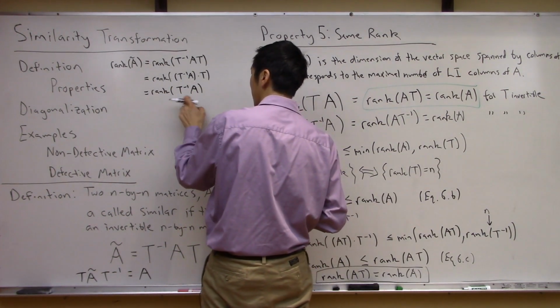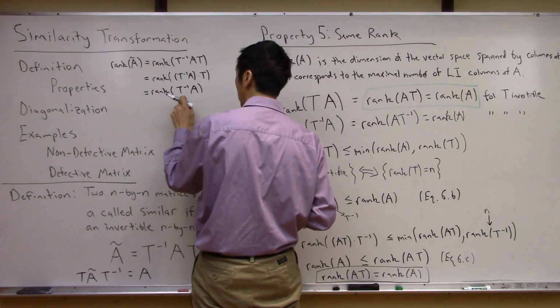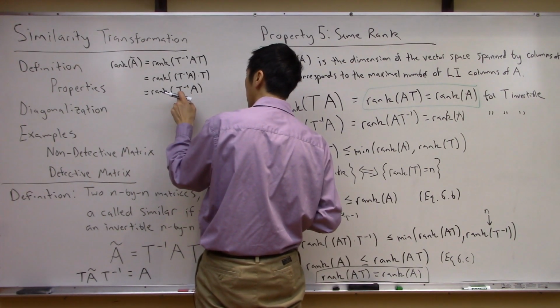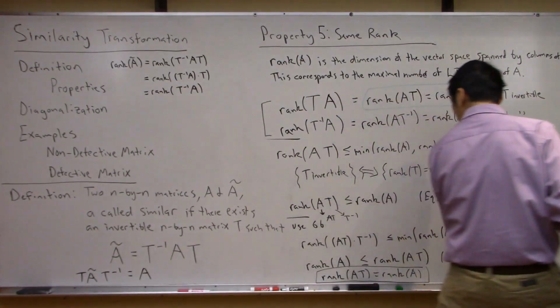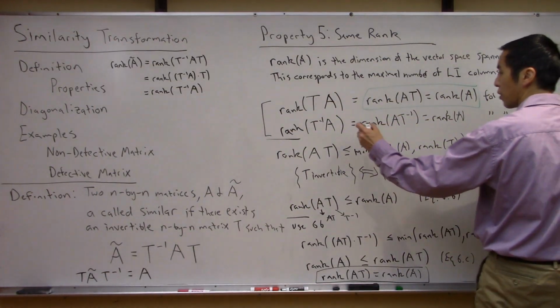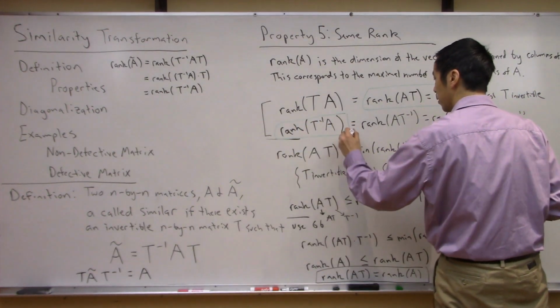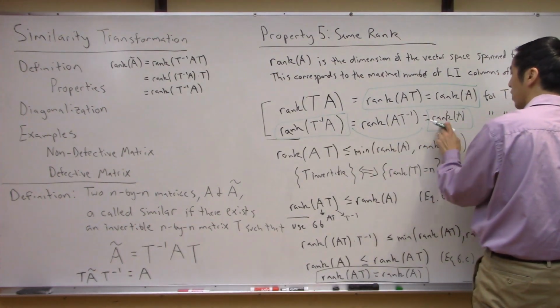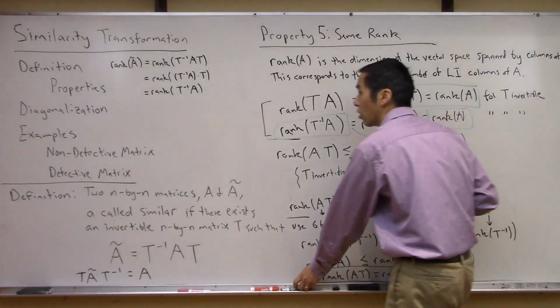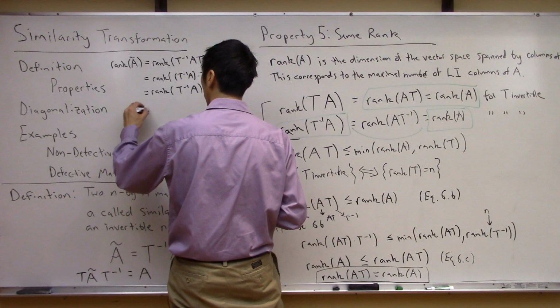And now this is the exact same thing. This is a product of two matrices: an invertible matrix times A. So again, this T inverse A is basically the same thing as rank A. So this is basically just rank A.